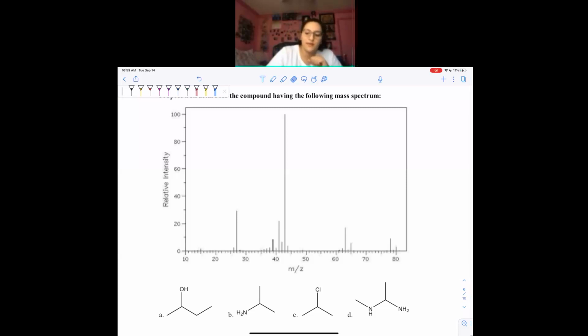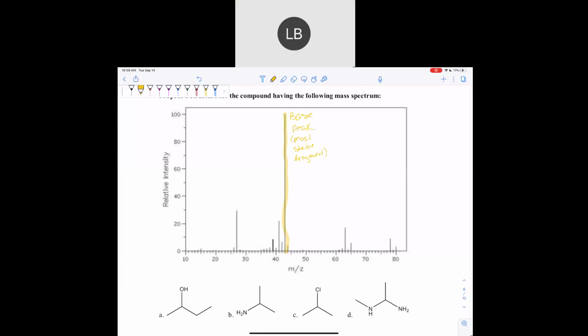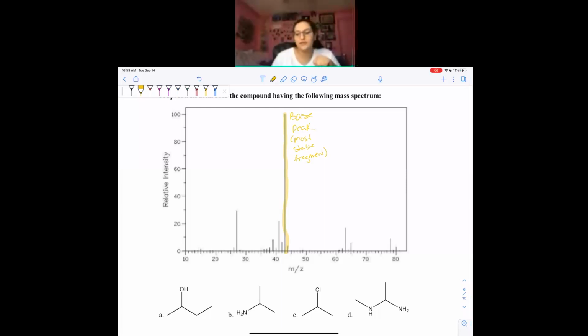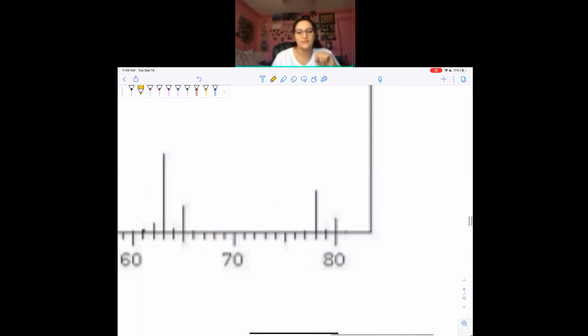The first thing that sticks out to me is this super tall one. So the absolute tallest peak in the whole spectrum is going to be the base peak. And this is going to be the most stable fragment. Is this also the parent peak, the M+ peak in this case? No, but good question. The reason it's not is because to find the M+ peak, we're going to go all the way in this end, right?